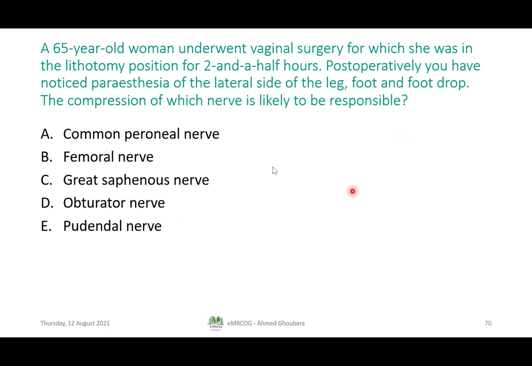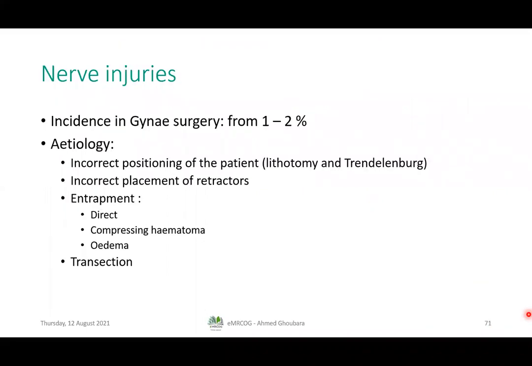Hey, comprehensive nerve. Yeah, straight ahead. Straightforward question. So nerve injuries. We will do the nerve injuries and then we'll take a break, okay?